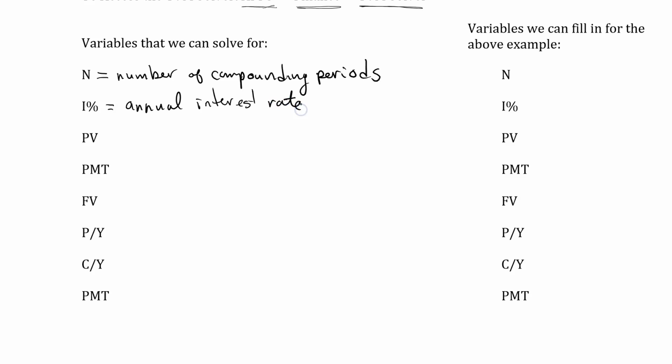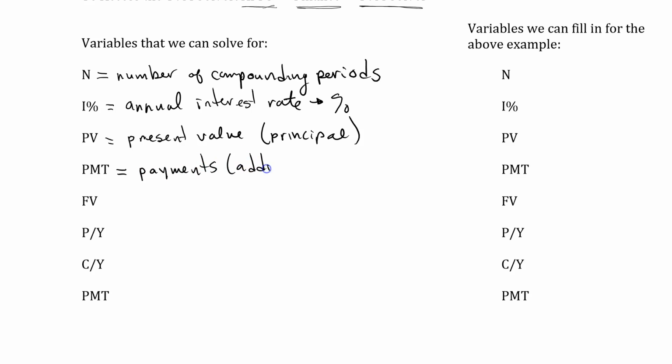Here's the tricky thing though, guys. We do not write it as a decimal. We're going to write it as an actual percent. The present value, or the PV, is the present value, or principal. The payment, or the PMT, is the number of additional payments. We won't work with these today, but we'll work with these in the next lesson. FV is the future value.